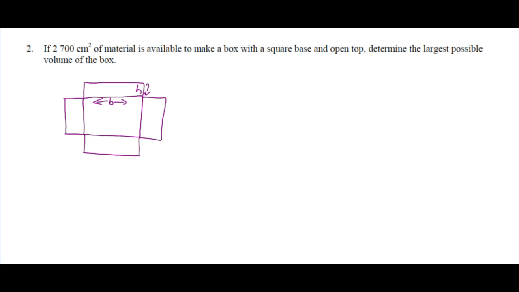Okay, what's the volume of the box? This box. What is the volume of this box? B by B by H, right? So volume is B squared H. Okay, so that's a problem because there's two variables, right? So we've got to see, can we get this down to one variable? Is there any other information here?